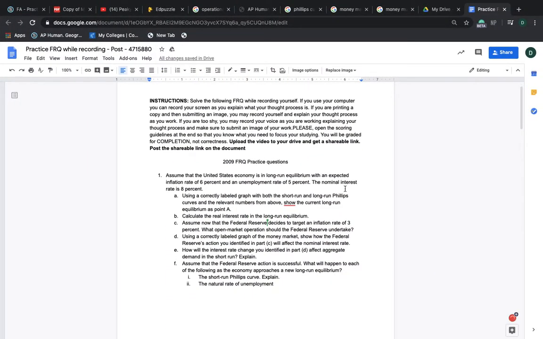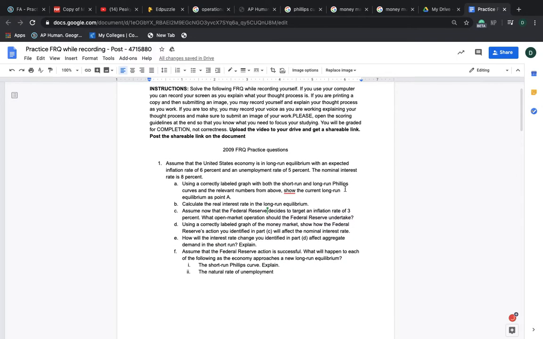So let's start with 1A. It says, assume that the United States economy is in long run equilibrium with an expected inflation of 6% and unemployment rate of 5%. The nominal interest rate is 8%. A. Using a correctly labeled graph with both short run and long run Phillips curve and the relevant numbers from above, show the current long run equilibrium.